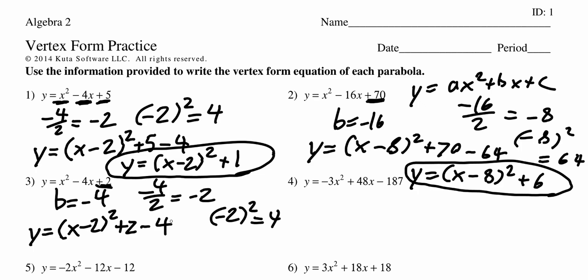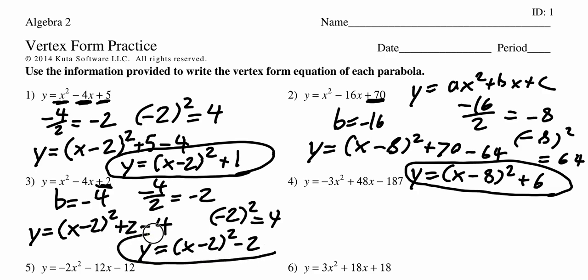Alright, so we're basically done. We just have to simplify this. Positive 2 minus 4 is equal to negative 2. So I just rewrite this whole thing as y is equal to (x minus 2) squared minus 2. That'll be your final answer for question number 3.